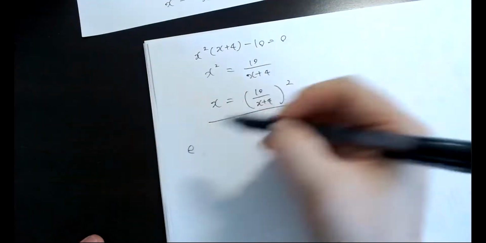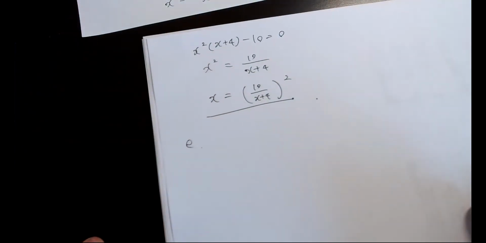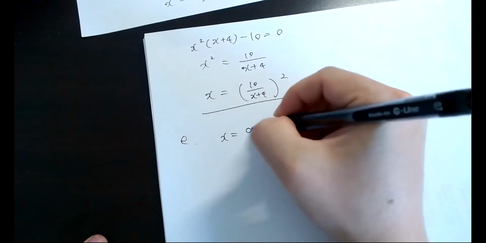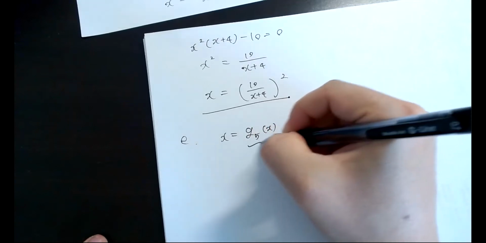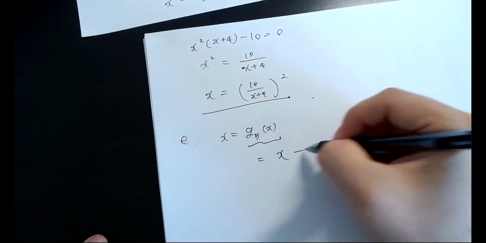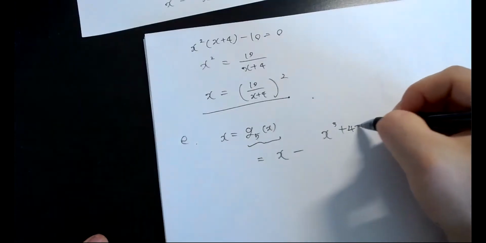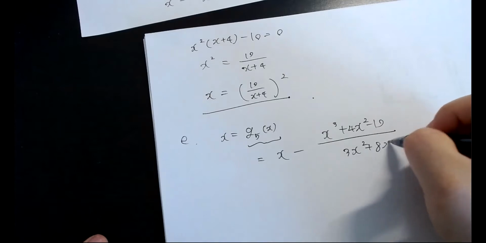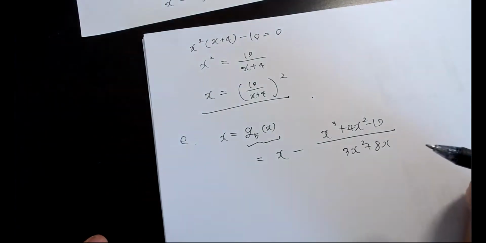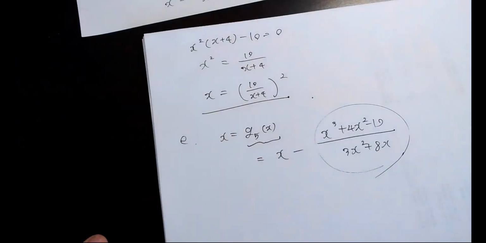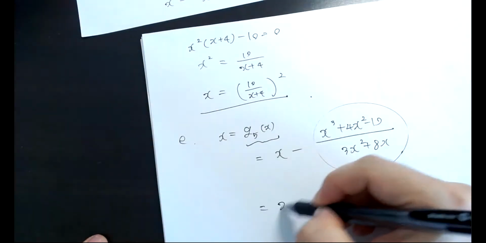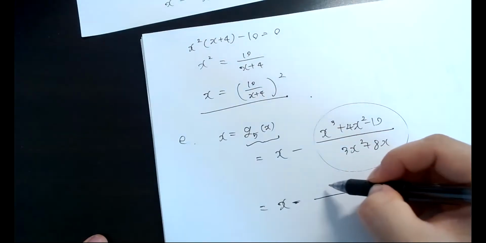Okay. So the last one, E, is what? x equals g5 of x, and g5 of x is defined by x minus x cubed plus 4x squared minus 10 over 3x squared plus 8x. So where does that come from? Take a look at the fractions. So this is equal to x minus, and the top one is nothing but a g of x, right?